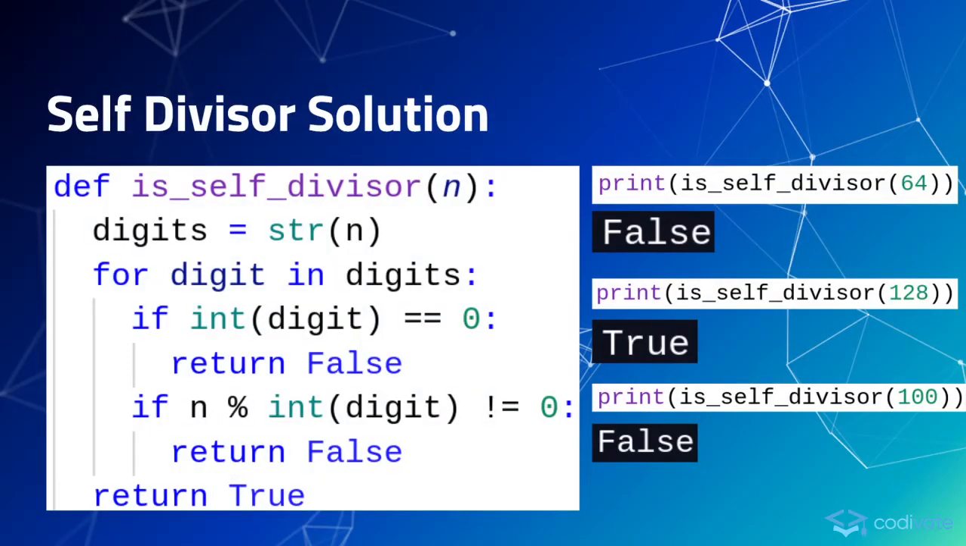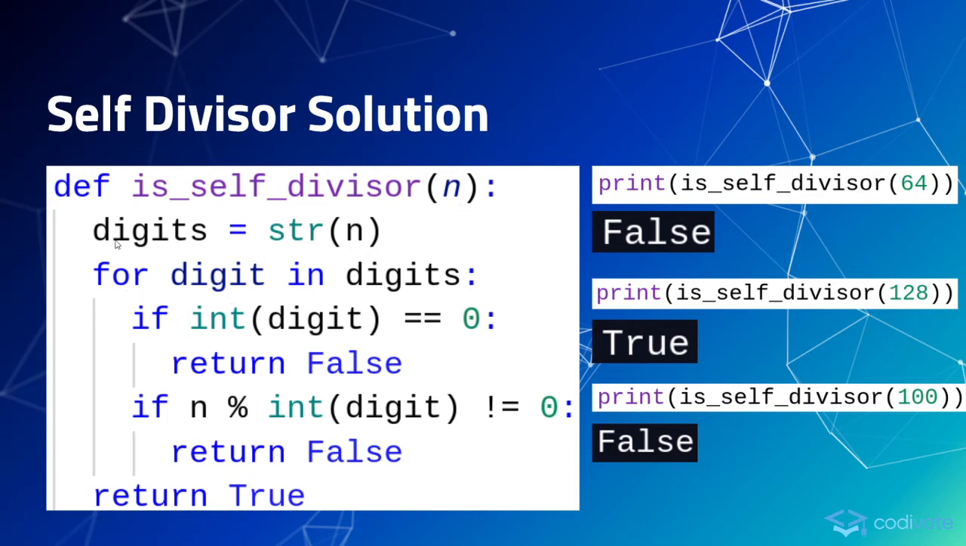Alright, let's go. The first one involves creating a string called digits. And inside our function we have a function header. Let's just go over that before. We have def is_self_divisor, and it's going to be taking in a parameter n, which will be the number we're checking if it's a self-divisor or not.